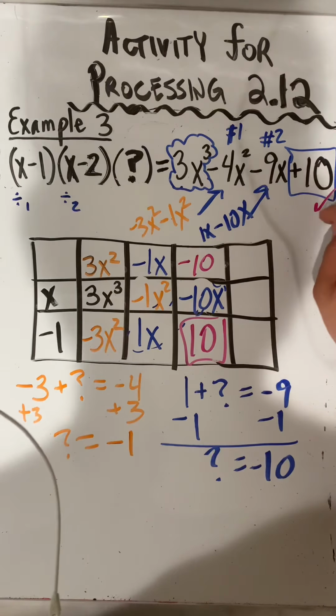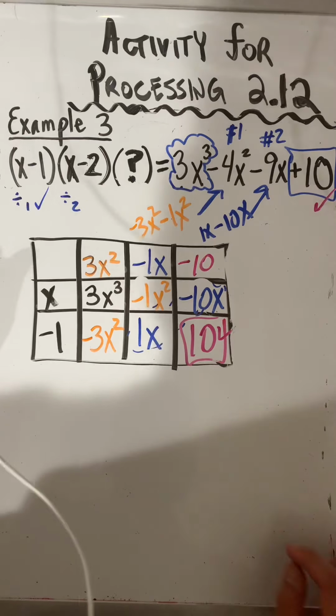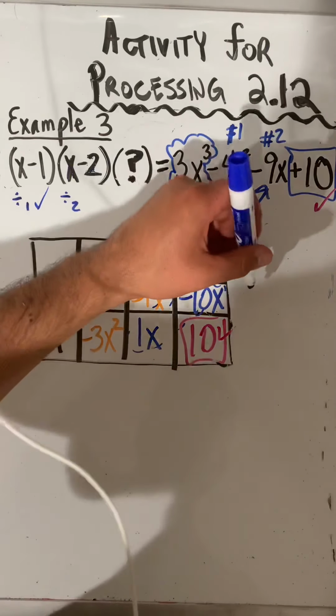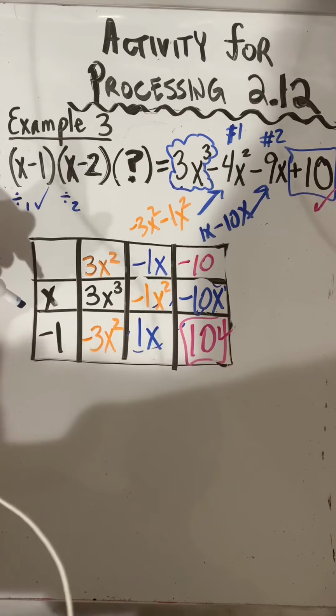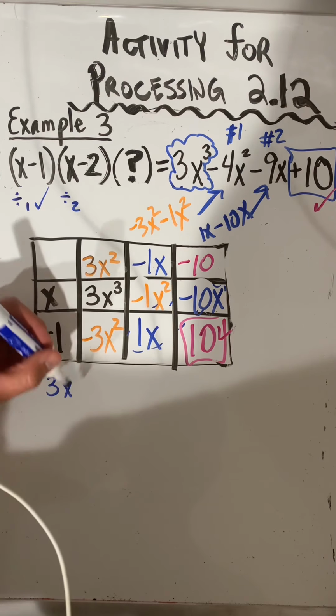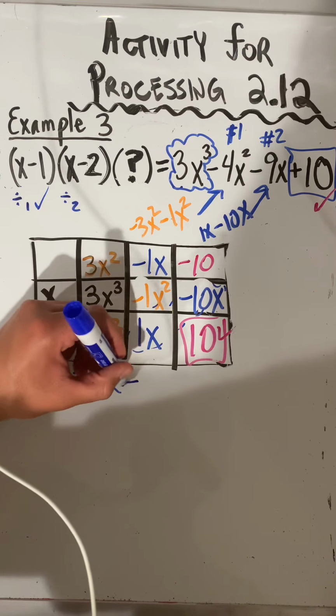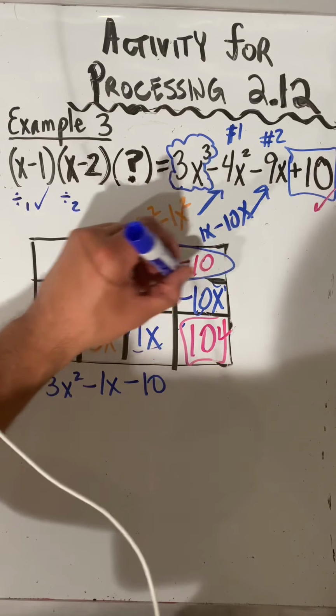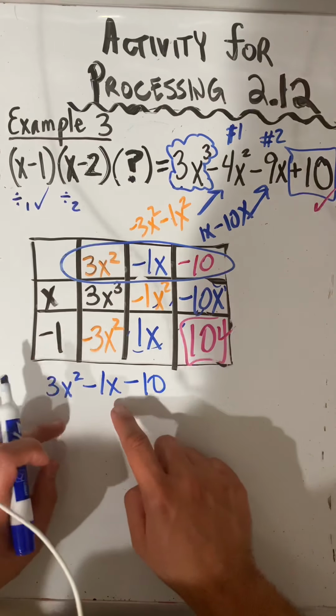Now that we have conducted that first division, I'm going to put a check mark there. And I'm also going to put this result right here: 3x squared minus 1x minus 10. So this is what I just wrote right here. This item that I circled, I wrote it right here.